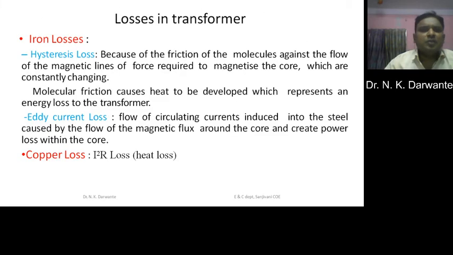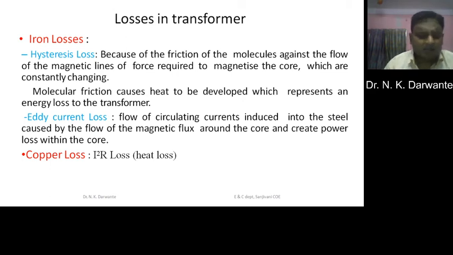Then the rating of the transformer is also one important characteristic. We can find out the KVA rating of a transformer by using the formula V1 multiplied by I1 divided by 1000. Similarly, V2 multiplied by I2 divided by 1000. In this way we can find out the KVA rating of the transformer. We just have to divide by 1000, then you will get the KVA rating of the transformer.